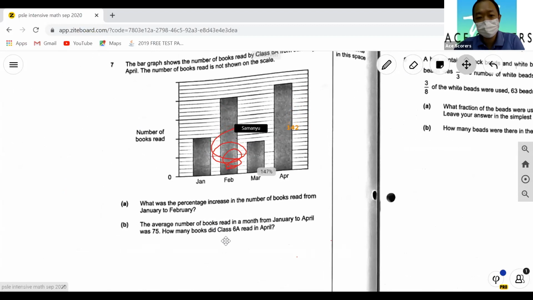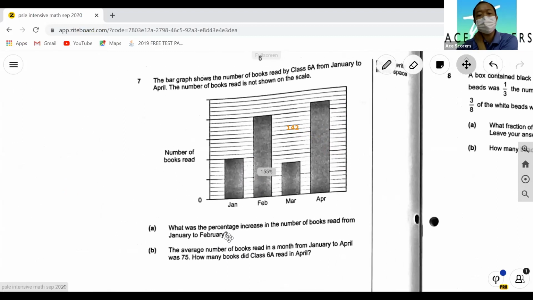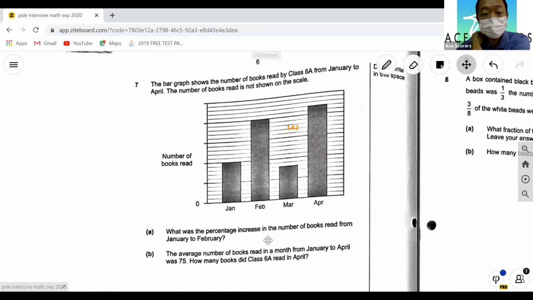Okay, see this? Remember we're talking about percentage? What was the percentage increase in the number of books from January to February? So January here, February here. Percentage increase: 100. The thing about this question is they didn't give you a number, but you can put January as 2, then this one is 3, then 4. So from January 2 to February 4, that is 100%.